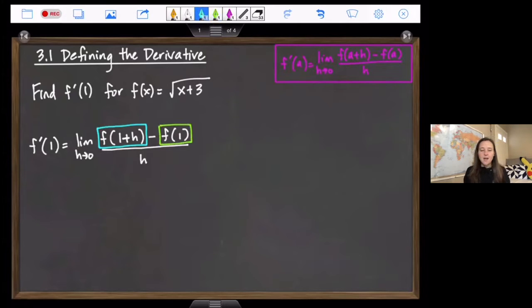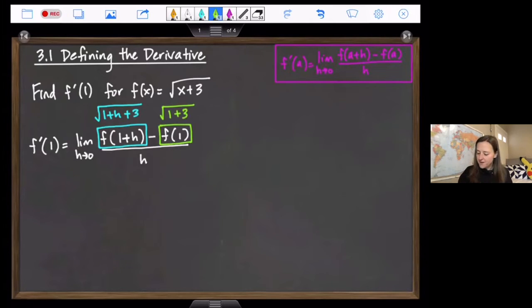So let's evaluate f of 1 plus h. So our function is square root of x plus 3. So we're going to have square root of, replace the x with a 1 plus h, plus 3. And then we'll do the same thing for f of 1. We're going to take the square root of 1 plus 3, right?